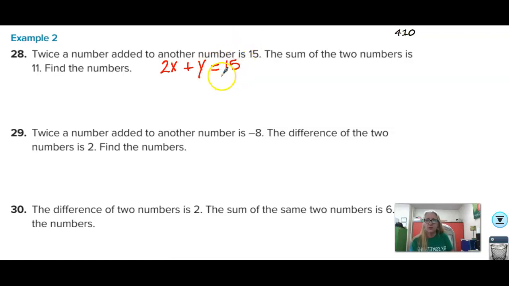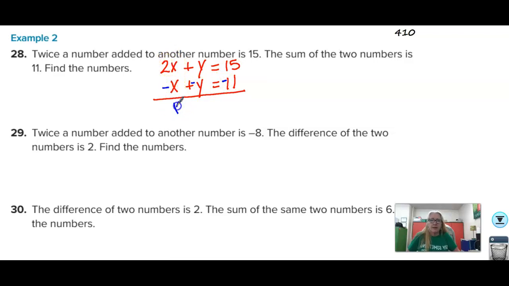The sum of the two numbers is 11. So if we add x and y together, we get 11. Find the numbers. Okay, so this is our system of equations. You will notice that the y's have the same coefficients, so these are the ones we want to wipe out, but they also have the same signs. So we're going to have to change the sign of the second equation. Make everything the opposite of what it was. They were all positive before, so now they're all negative.